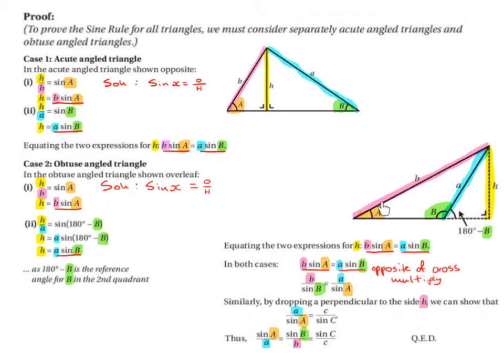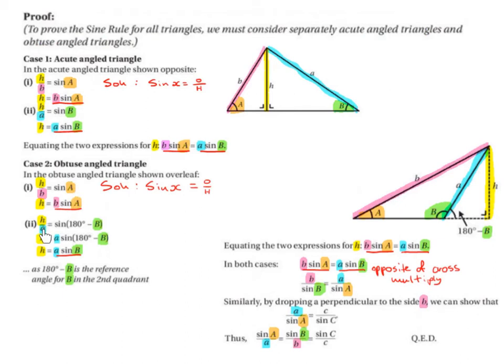So if this is the angle, then the opposite is actually going to be the h, the perpendicular height, because remember we can only use SOHCAHTOA with a right angle triangle. So it's going to be equal to the opposite, which is h, divided by the hypotenuse, which would be b. So that's where h over b equals sine of A comes from, and rearranging to get h on its own, we get h equals b sine of A.